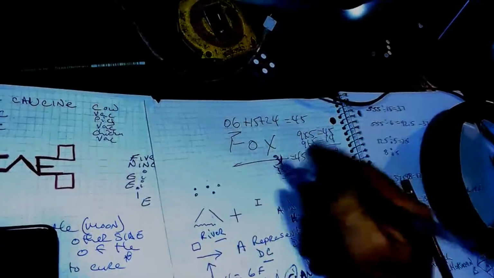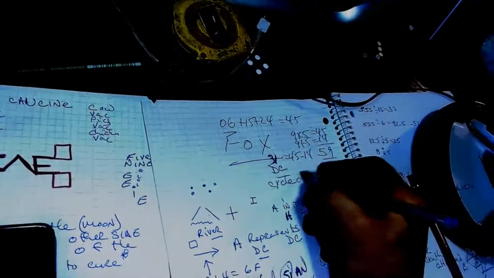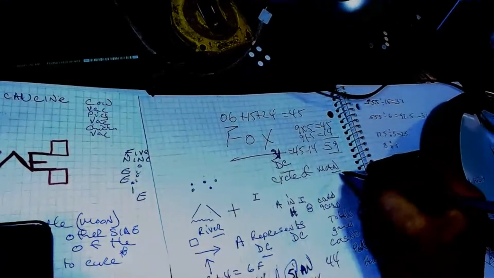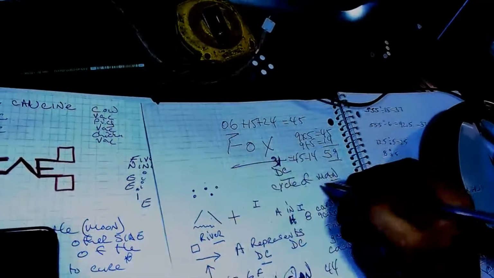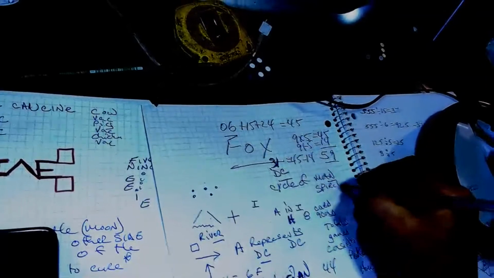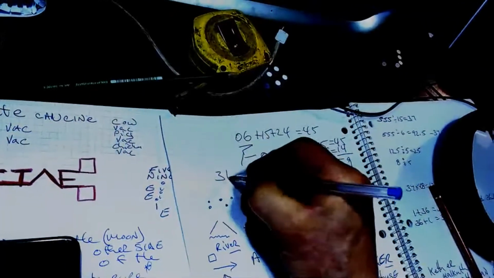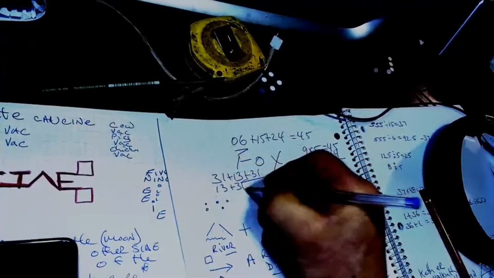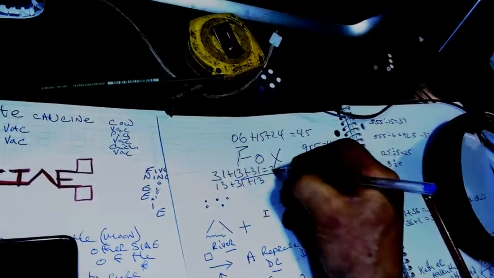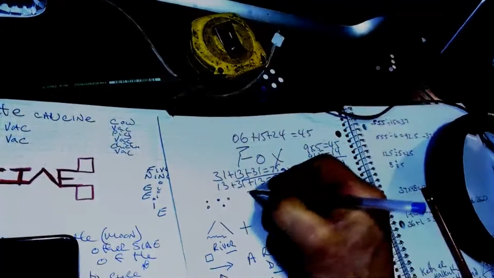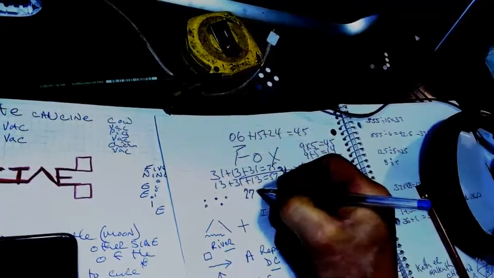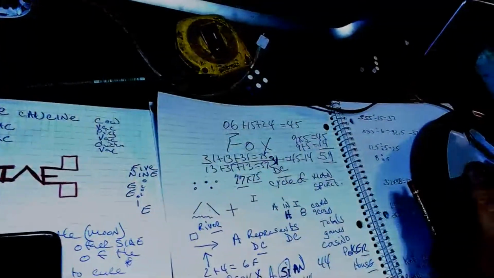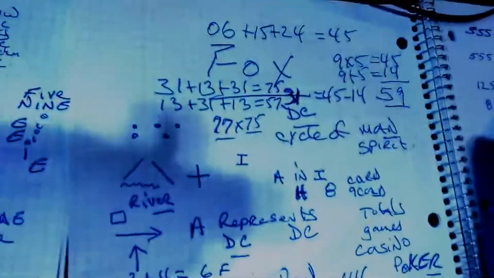That is your backwards DC to the cycle of man, or man's cycle. Because inside of this, it's the cycle of the spirit. It will create 31 plus 13 plus 31, 13 plus 31 plus 13 equals 75, equals 57, 75, or 77 times 75, which is the moon of Christ, the cycle of the moon of Christ, the cycle of man.